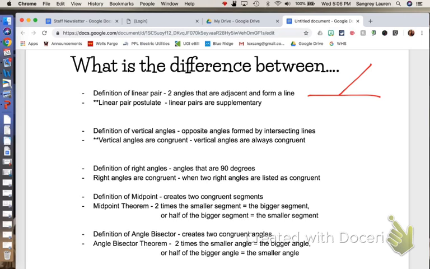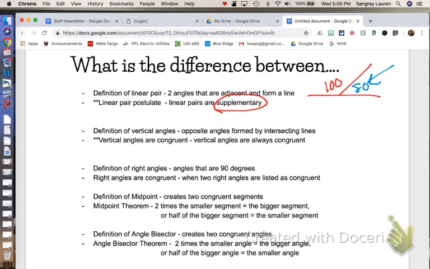As soon as I start talking about the linear pair being supplementary, that is when it's the linear pair postulate. So as soon as I start putting angle measures in here, and I can say, oh, the other angle is 80 degrees because it's a linear pair.